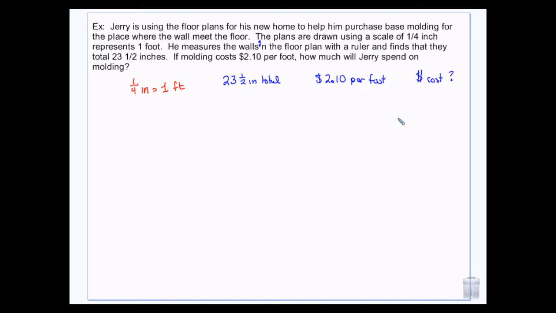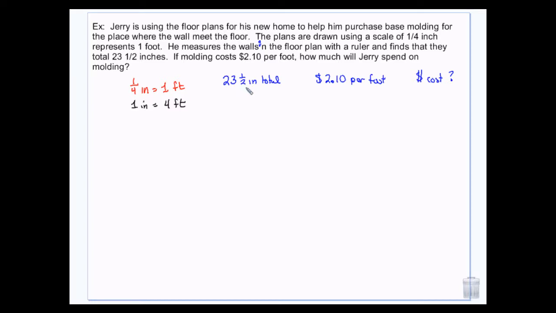Okay. Here's our key information. 1 foot is equal to 1/4 of an inch. So every 1 inch would equal, come on, you guys can do this, 4 feet. If 1/4 of an inch is 1 foot, then 4 of them makes 1 inch, so 4 feet.